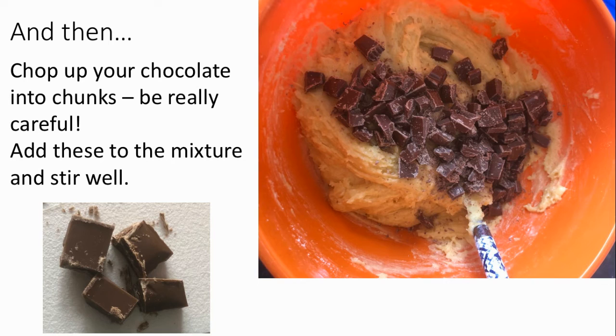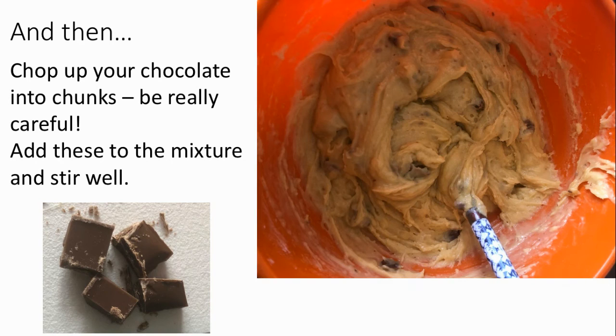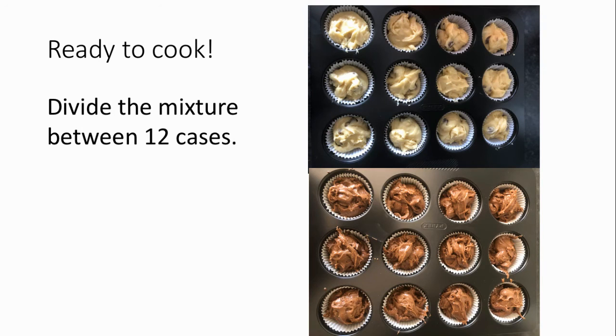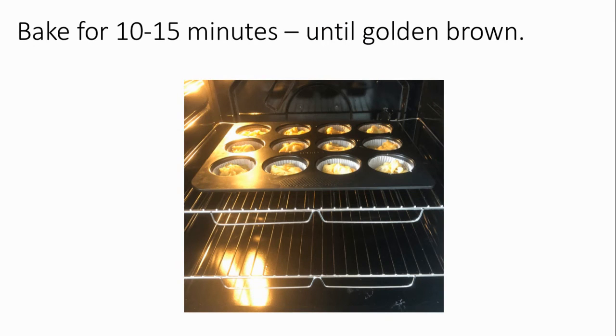So once you've done that, add them to the mixture and then stir it well so they're equally divided across the whole mixture. If you do want to make your cupcakes chocolatey, remember to add in those tablespoons of cocoa powder and then you're ready to cook. So you can just divide your cupcake ingredients across the 12 cases. Make sure that they're level so they don't go any higher than your cupcake cases, otherwise they might overflow in the oven. Then they just need to bake for about 10-15 minutes until they're golden brown.